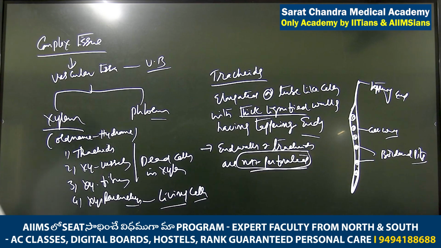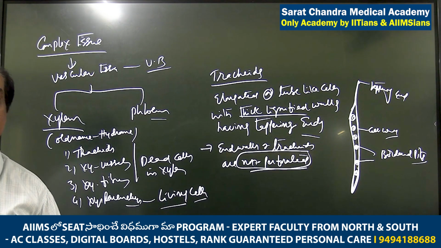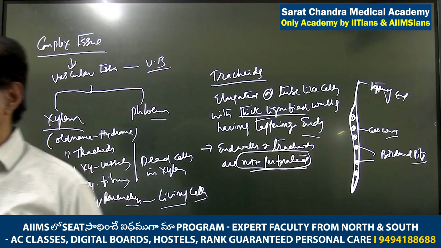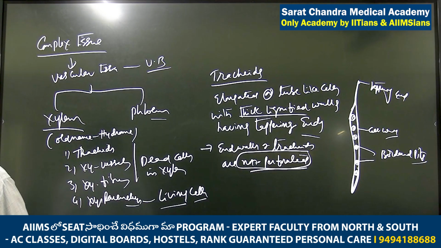Next, tracheids are the main water conducting channels in both pteridophyta and gymnosperms. In pteridophyta and also in gymnosperms, conduction of water mainly takes place through tracheids only.